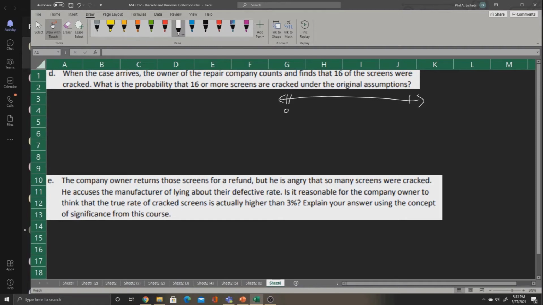The lowest we can have is 0 and the highest is 256. However, we are just interested in 16 or more. So 16 will be part of the answer, and we're going to go more than 16 also. So everything to the right will also be part of the answer. This gives us a low value of 16 and a high value of 256. As before, N is still 256 and P is still 3%, as with the previous problems.